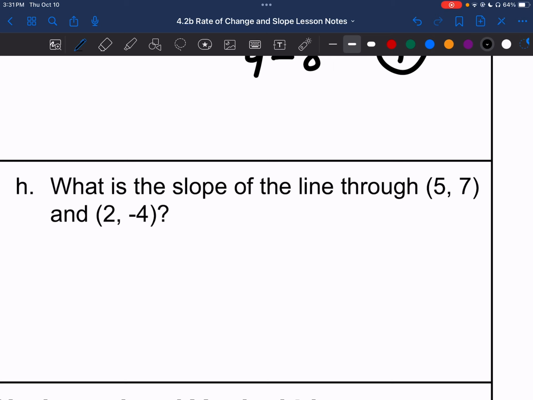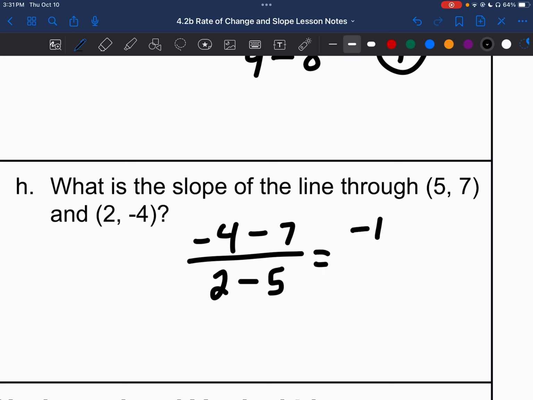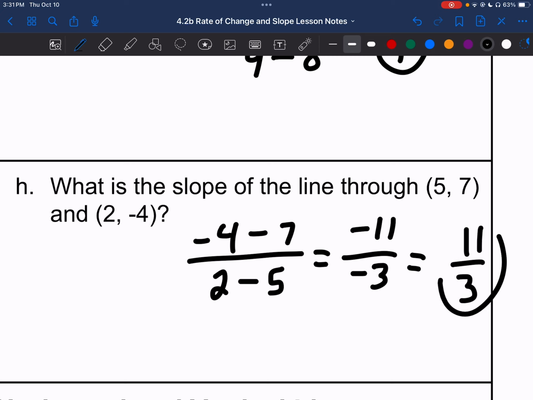Letter H, we'll just work our way down the page here. We're going to do y2, negative 4, minus y1, 7, over x2, 2, minus x1, 5. And when I do that math, negative 4 minus 7 is negative 11, over 2 minus 5 is negative 3. And a negative divided by a negative becomes positive, and so we have our positive 11/3 as the slope.